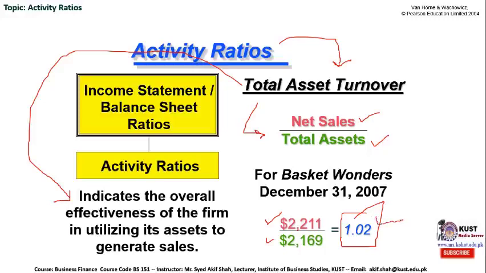Now let's explain it. It means that if a company invests $1 into the company, on average it will lead to an increase of $1.02 in net sales. Once again, let me explain: if the company increases its total assets by $1, there will be a corresponding increase of $1.02 in net sales. So the greater the ratio, the more favorable the total asset turnover ratio is considered.